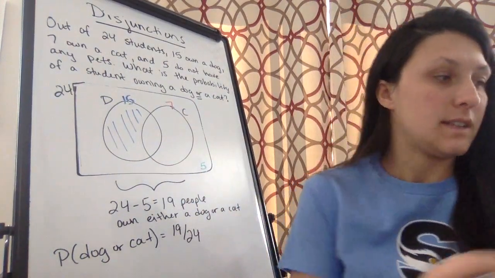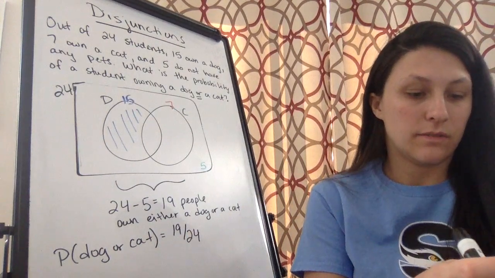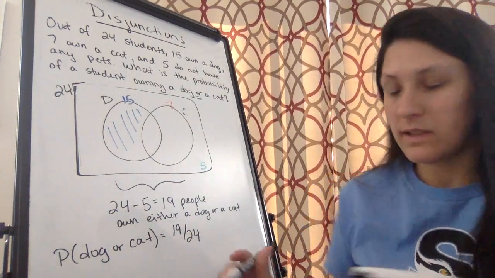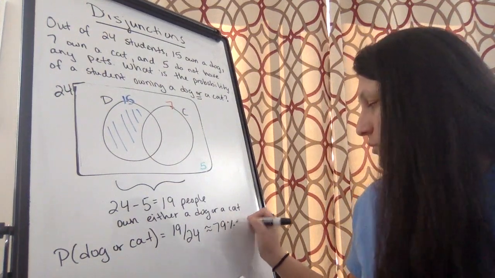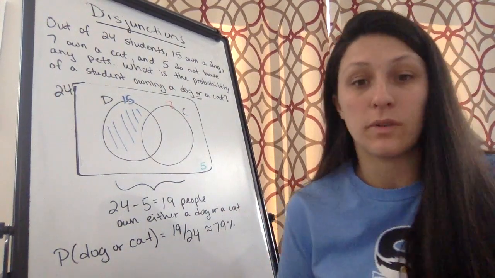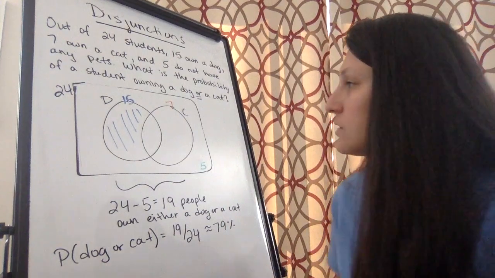And we could write that as a decimal. You could divide that and write it as roughly 0.79 if you want the decimal, or 79% if you want the percentage.